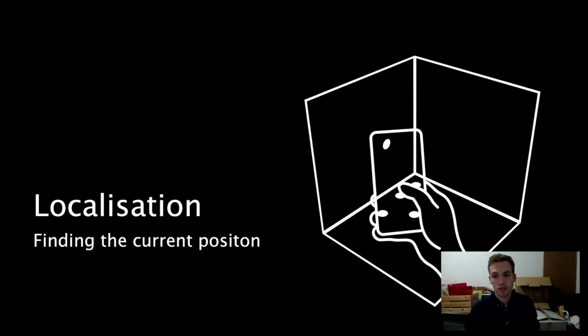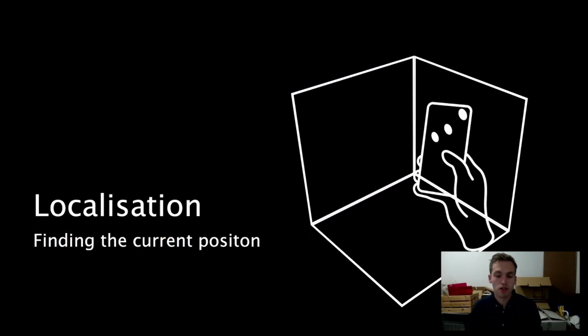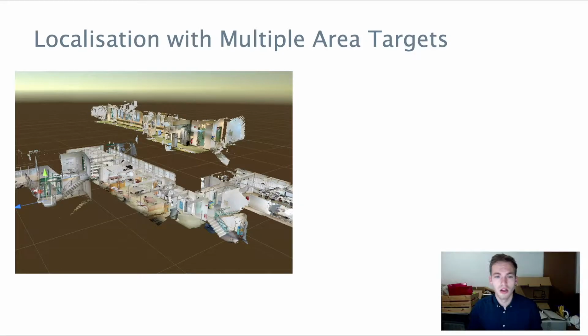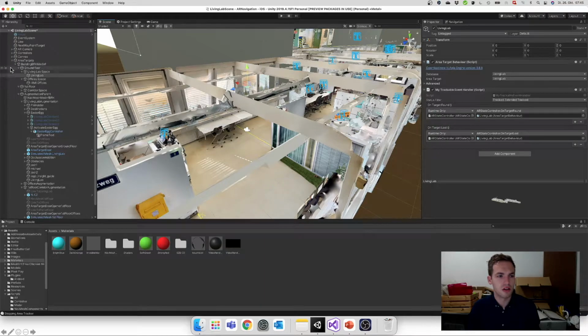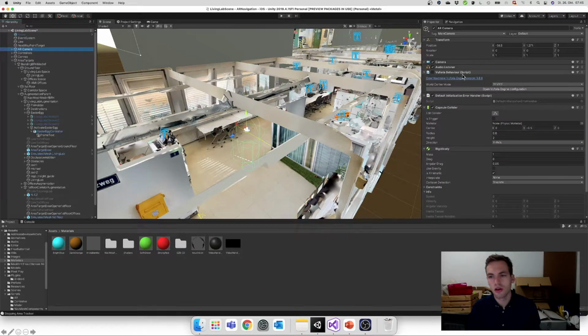Then let's jump right in about the localization, finding the current position. With multiple area targets here in the scene, I pulled them a bit out of each other. Of course, they should be as close to each other as possible. With multiple area targets, we need to use the world center mode device. You can find this at the AR camera Vuforia behavior script here, and we just need to use this with device for multiple area targets.